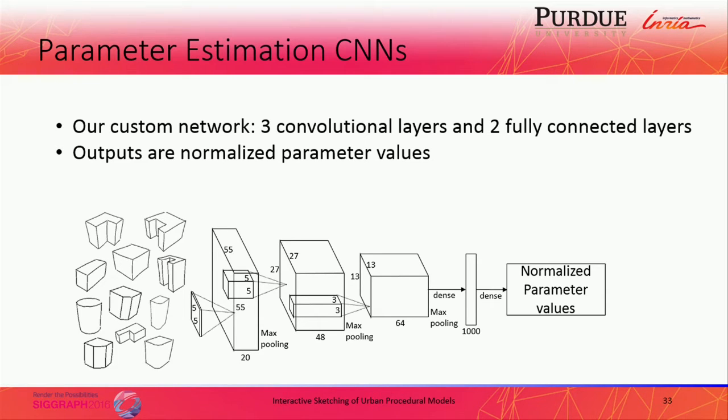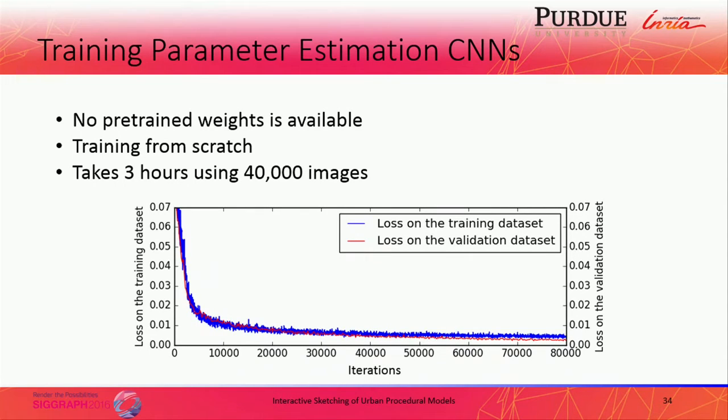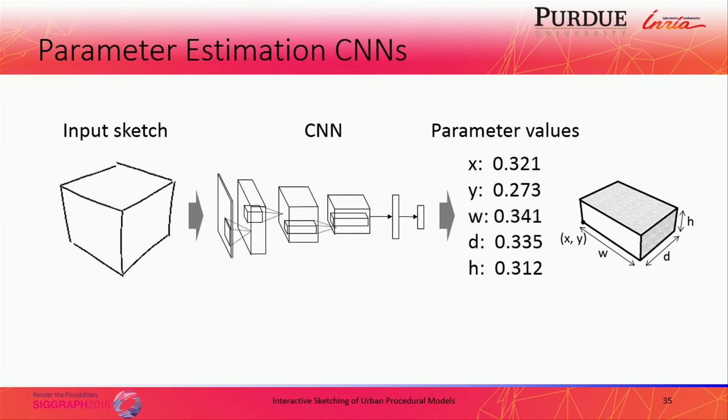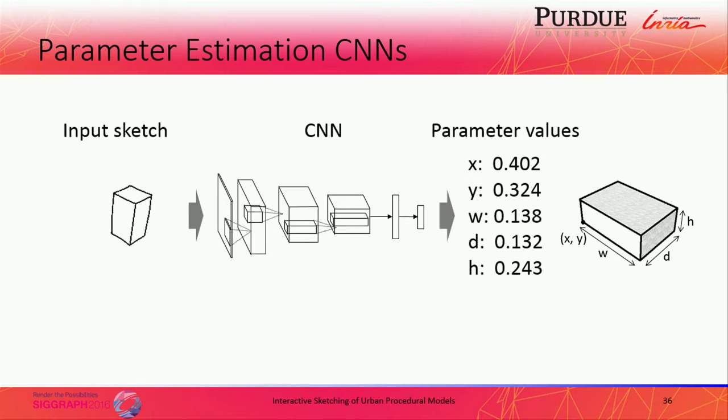Since there are no pre-trained weights available for this type of CNN, we had to train the CNN from scratch, which required more iterations to converge. It takes 3 hours for 80,000 iterations of training using 40,000 images. Here is an example of input sketch and output from this type of CNN. Given the user sketch on the left, the parameter estimation produces the normalized parameter values on the right.